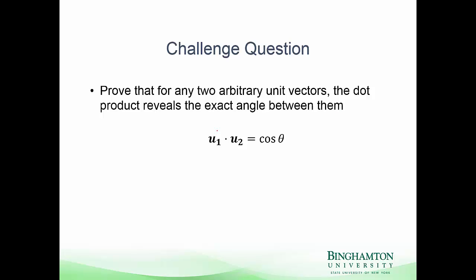And then here's a challenge question. It's actually not that challenging, but we've got 2 arbitrary unit vectors. Prove that their inner product is equal to cosine of theta. We've actually set this up so that that's pretty easy to figure out. So it's not that much of a challenge, but give it a shot anyway.